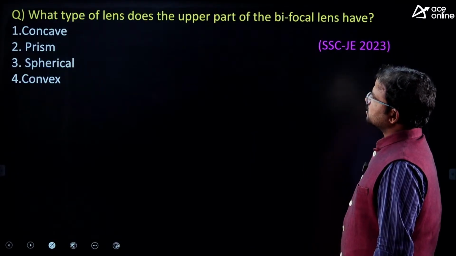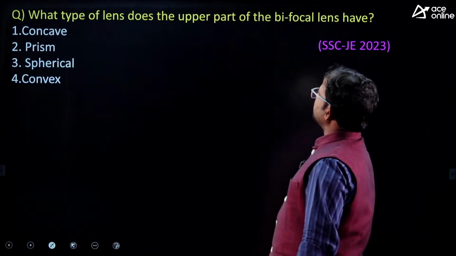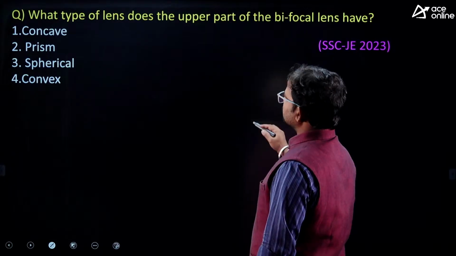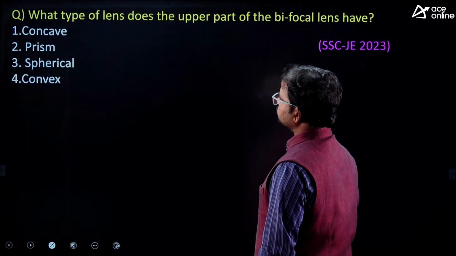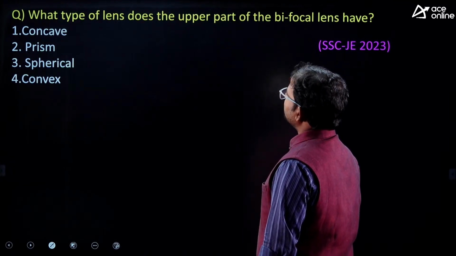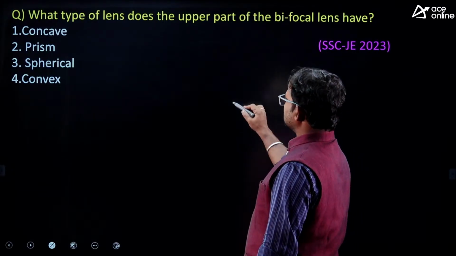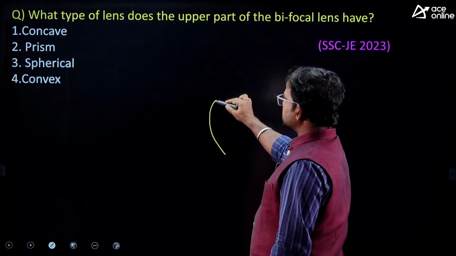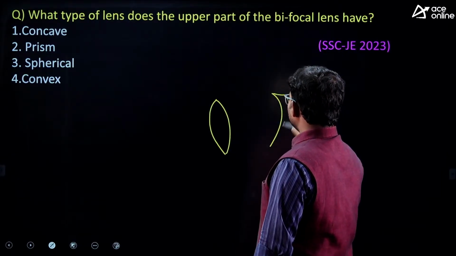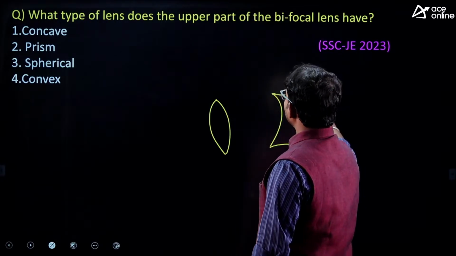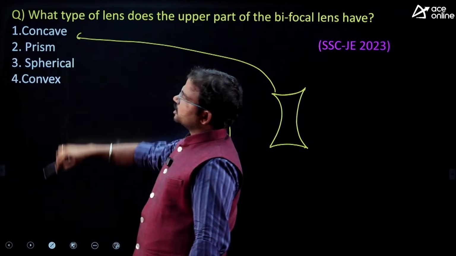Next, what type of lens does the upper part of a bifocal lens have? Here they mention concave, prism, spherical, and convex. This is a convex lens, and this is a concave lens. Here you can observe that this is the upper part of the bifocal lens, right? So that's why they are asking about the concave lens only.